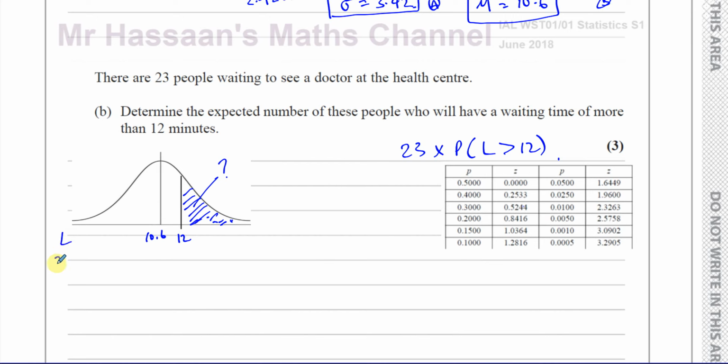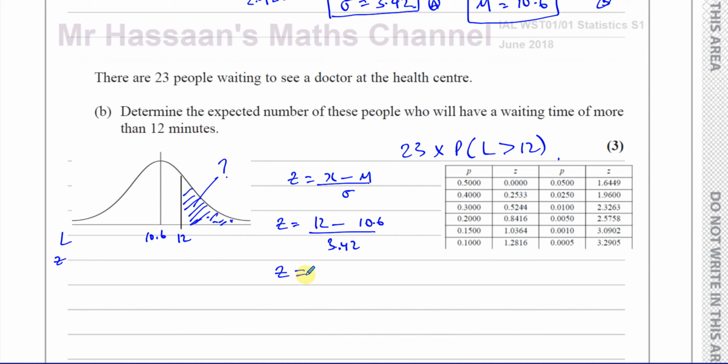This is the L value. I need to find what this is as a Z value, then I can use this table or the other table if I need to. So if I standardize the score of 12, remember, Z equals X minus the mean over the standard deviation. In this case, I want to find what Z is. X here is 12 minus the mean, which is 10.6, divided by the standard deviation, which is 3.42.